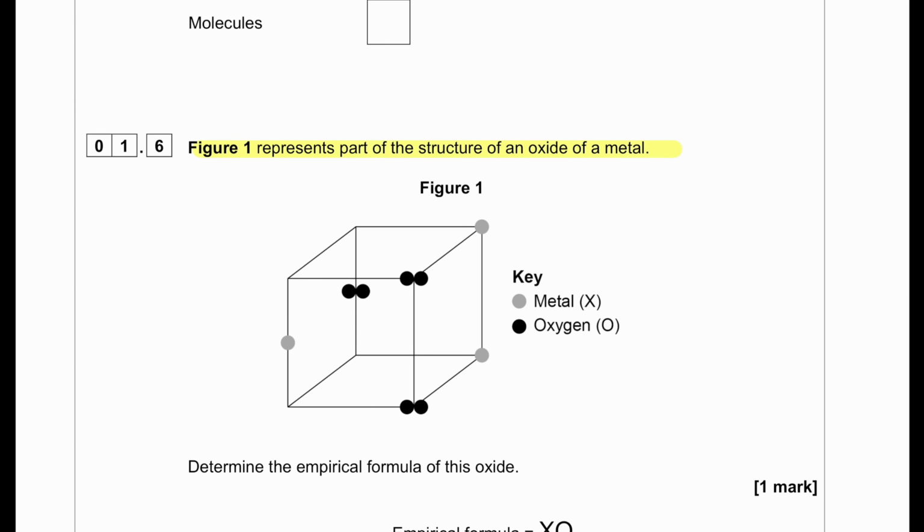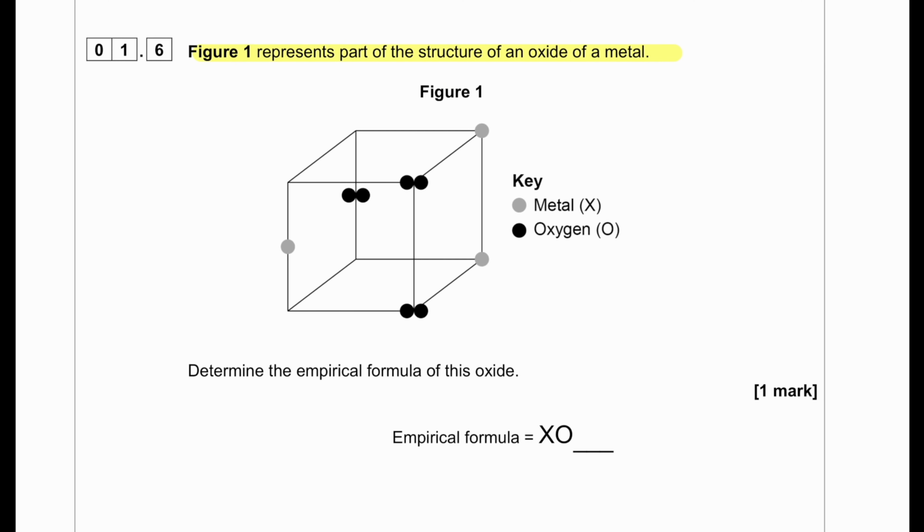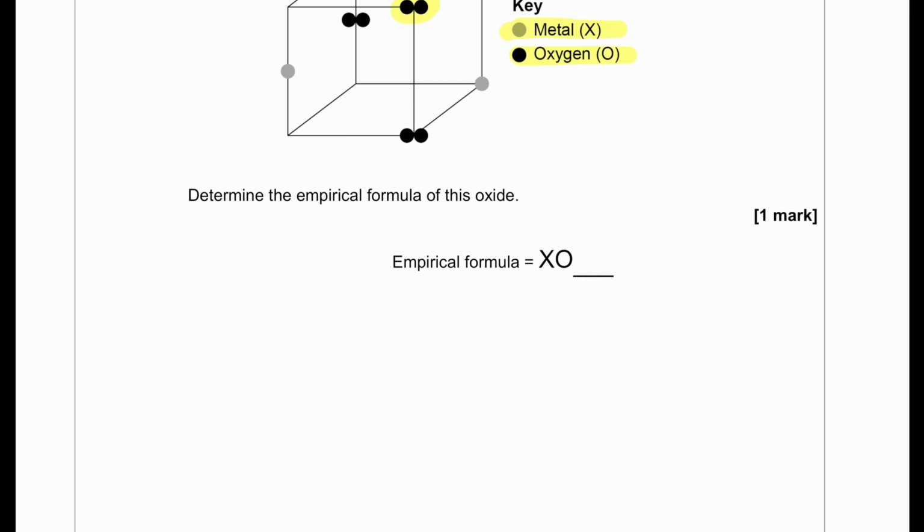Figure 1 represents part of the structure of an oxide of a metal. So we can see for each metal X, there are 2 oxygens. So the empirical formula will be XO2.